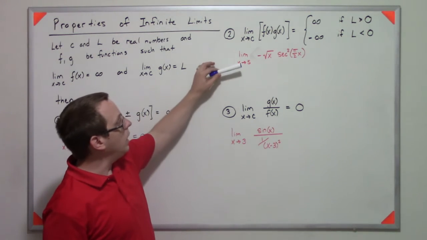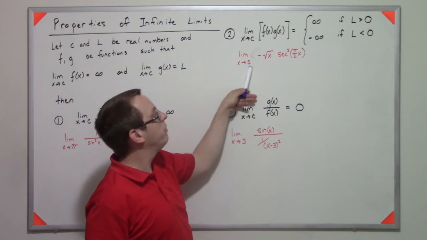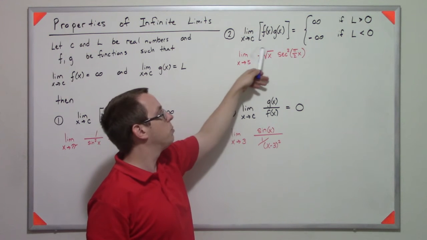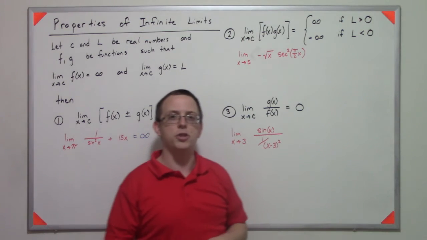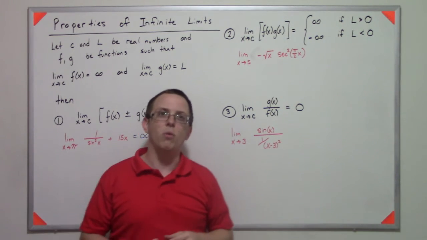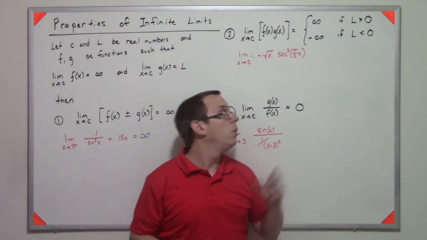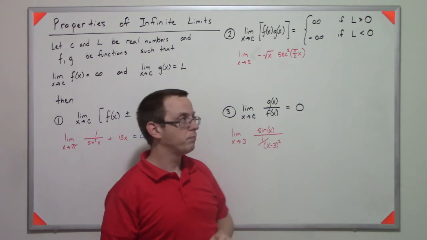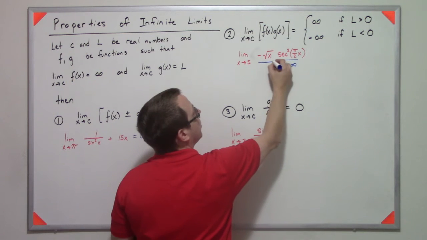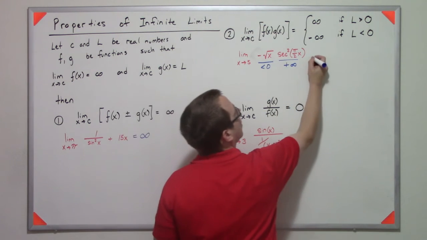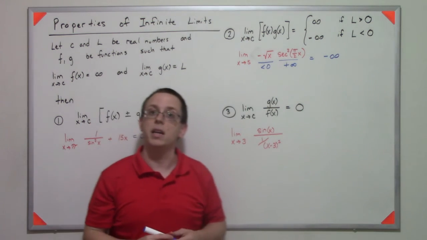But in this particular example, we have two functions multiplying together. Now, as I plug in 5, I get the negative square root of 5, which is a perfectly fine finite limit, but I get secant squared of 5 pi over 2. Well, that ends up being like 1 over cosine squared 5 pi over 2, which ends up being 1 over 0. So this shoots off to positive infinity, but this is less than 0. So that actually goes down to negative infinity.